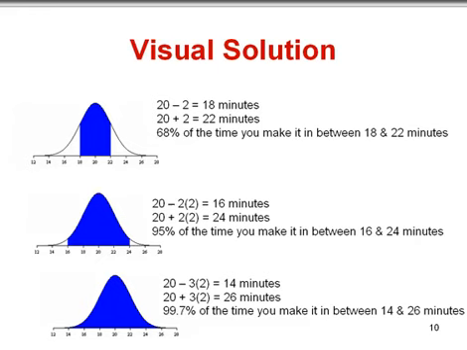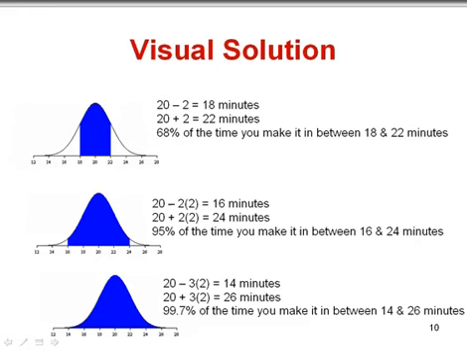Now, since the standard deviation is 2 minutes, on either side of 20, we're going to go up and then down in increments of 2. So we start at 20, go up to 22, 24, 26, and 28. Start at 20, go down to 18, 16, 14, and 12.